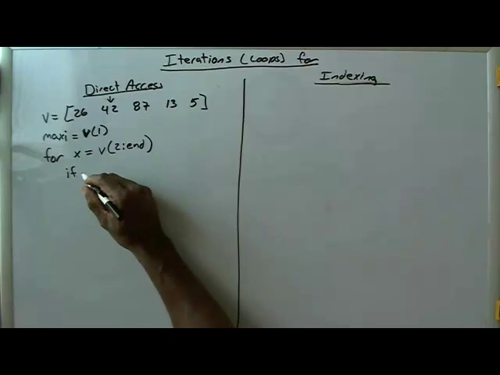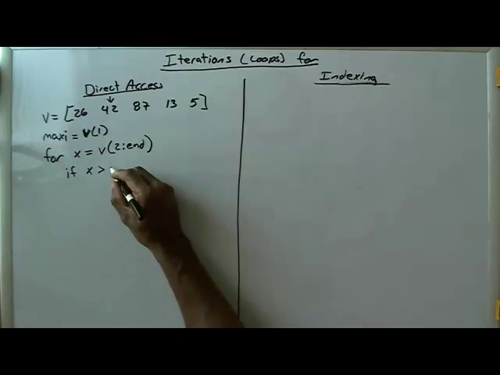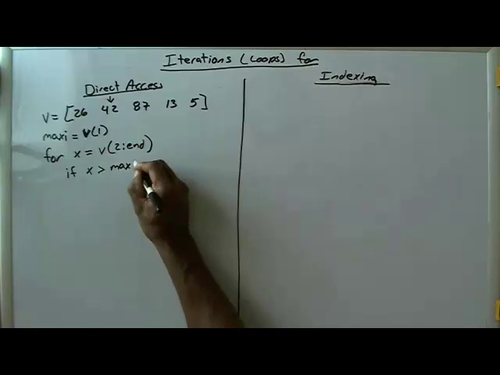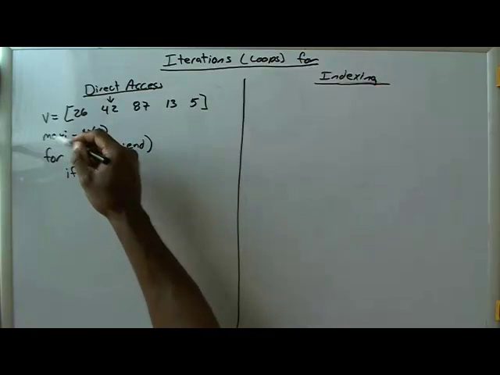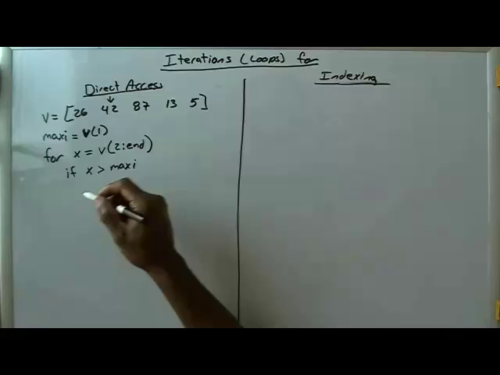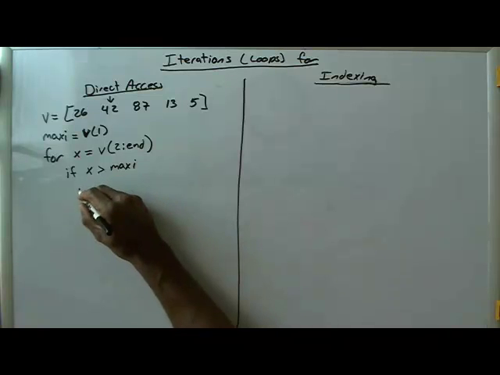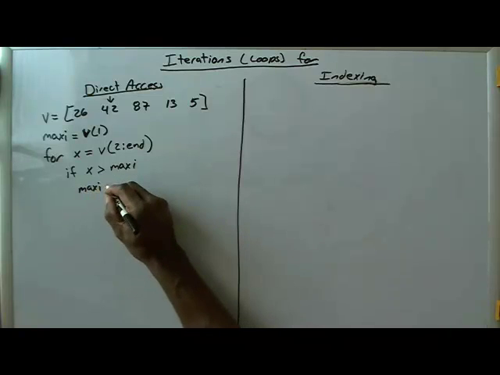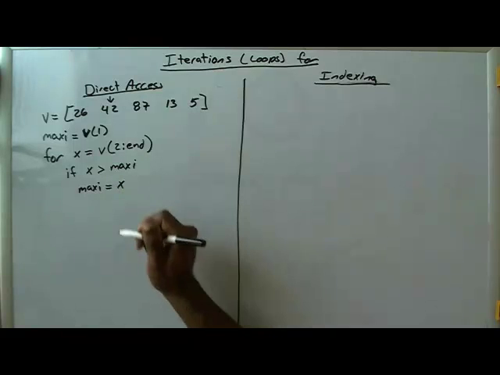Now our test using the if statement. If x is greater than maxi, if it's greater than our present value of maximum, then now maxi is going to be the value x.